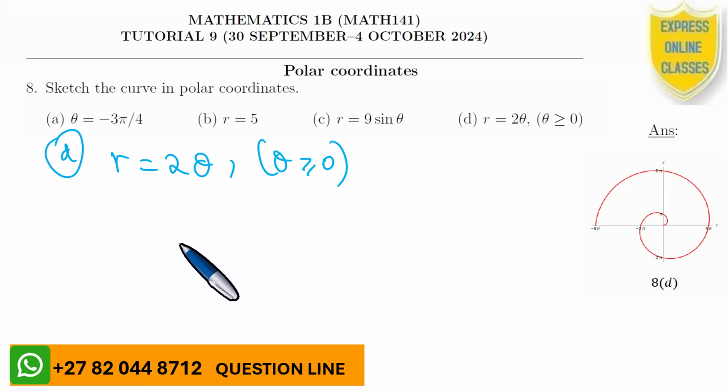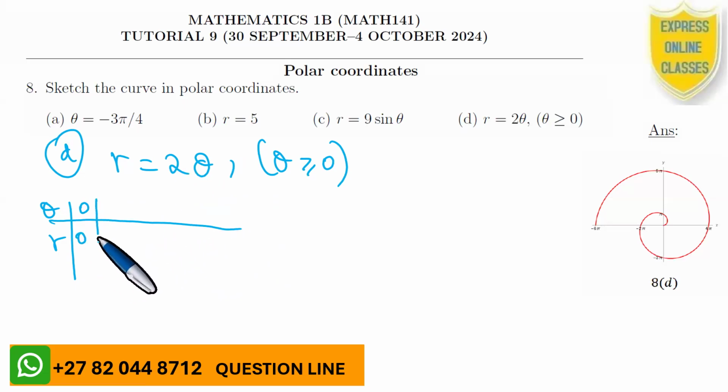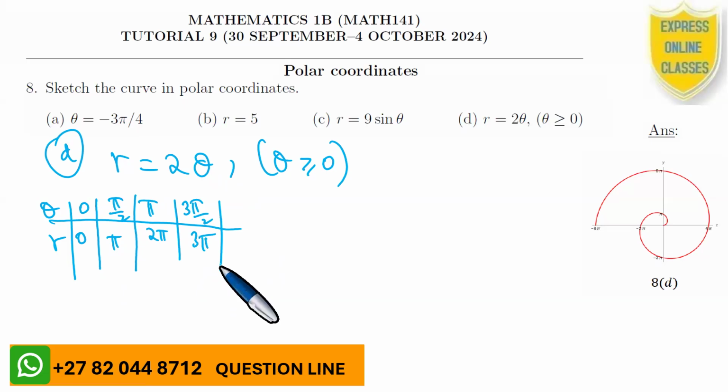So now, whenever there is theta and then there is r, let us deal with theta equals 0. 2 times 0 is 0. Let us deal with theta equals pi over 2. You multiply by 2, it becomes pi. Theta equals pi, you multiply by 2, it is 2 pi. Theta is 3 pi over 2, multiply by 2, you get 3 pi. Theta is 2 pi, you multiply by 2, you get 4 pi. If theta is 3 pi, you multiply by 2, you get exactly 6 pi.